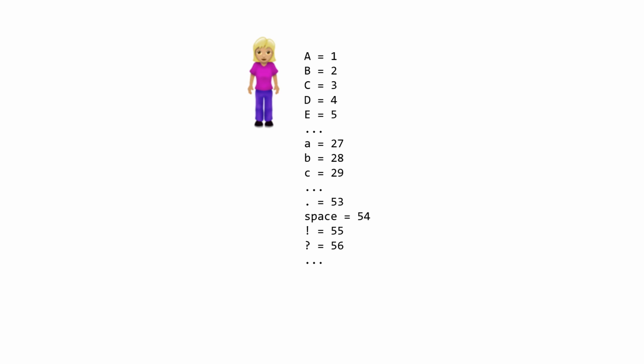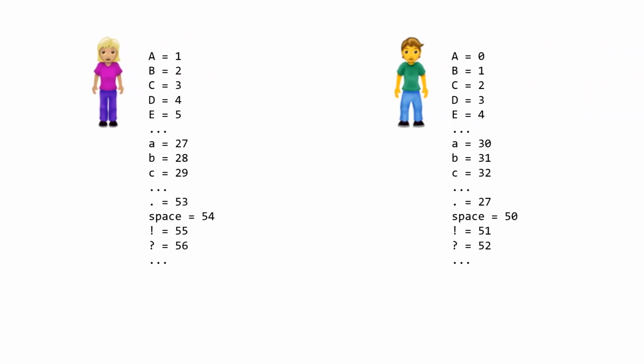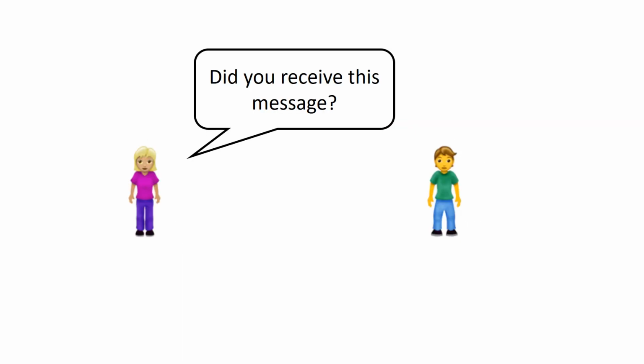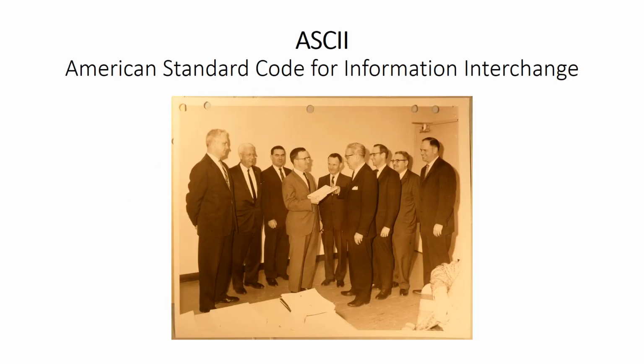But what if I approached a friend of yours and gave them the exact same task? Would they come up with the exact same numbering system? Probably not. In the early days of digital communication, this was a problem. Different organizations were using different number systems. So in the 1960s, a committee of white dudes got together and developed an official numbering system. It was called the American Standard Code for Information Exchange, or more commonly known as the acronym ASCII.